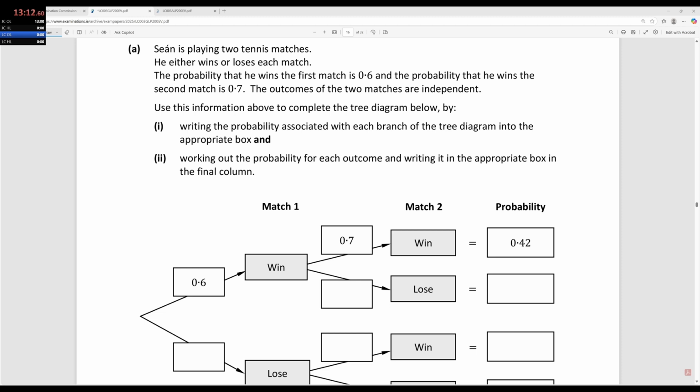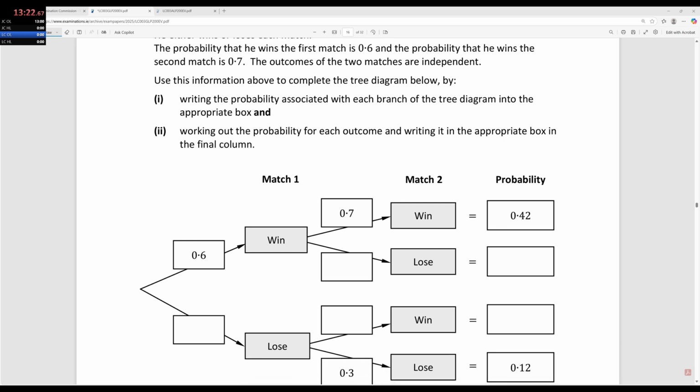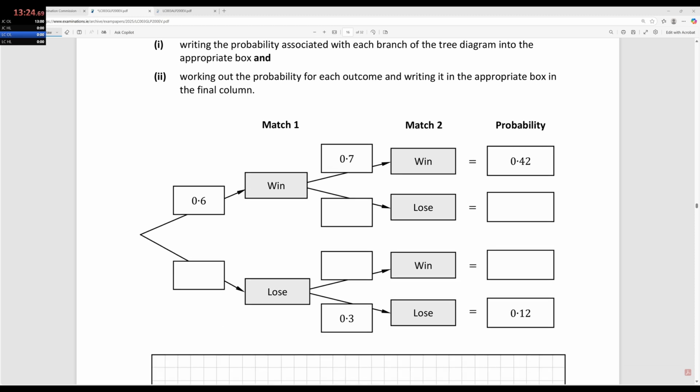Sean was playing 2 matches. He either wins or loses each match. The probability is 0.6 for the first one. The probability he wins the second is 0.7. Okay, the outcomes of the 2 matches are independent. Use this information to get the probability. Okay, so just fill in the tree diagram, I'm assuming. We get the probability for each outcome and write it in the appropriate box.